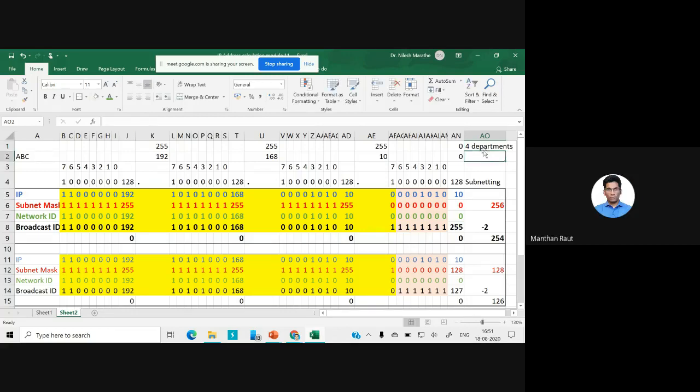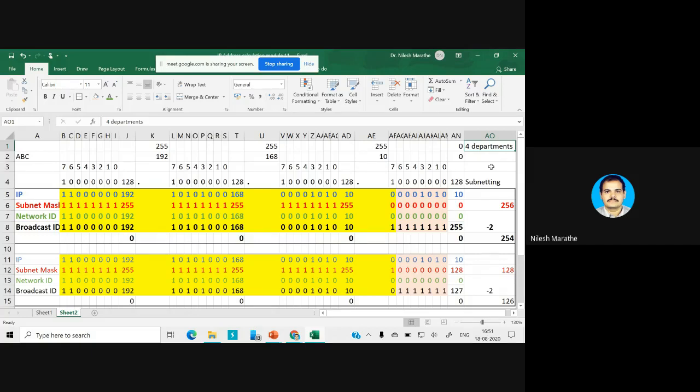Sir, is it possible to divide into an odd number of departments of equal size? Like 3, 5. No, it should be in a power of 2. Okay. So I will come to that problem. मैं बाद में आता हूं उसमें. ठीक है? अभी पहले ये पढ़ते हैं.